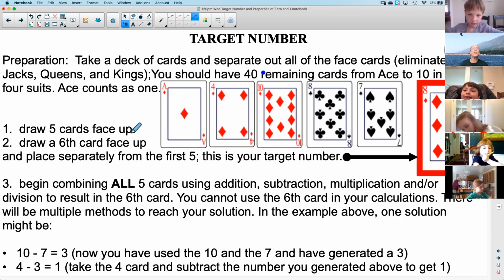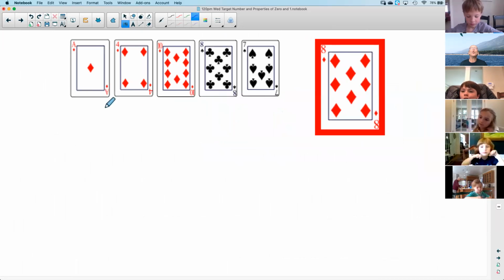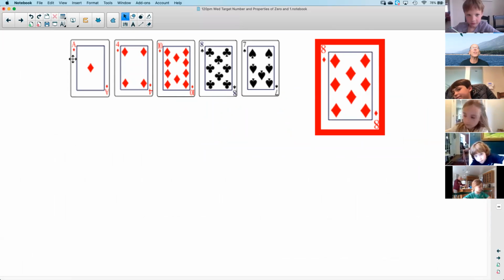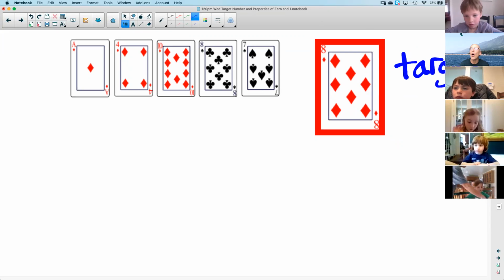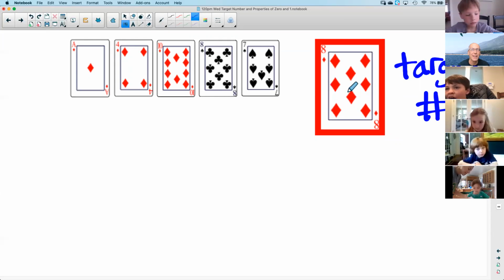And here's what you do. You draw 6 cards. The first 5 cards are face up, and that's what you're going to work with. The last card, the 6th card, is called your target number. Can everybody say that? Target number. Okay, that means that we want to get to the number 8.